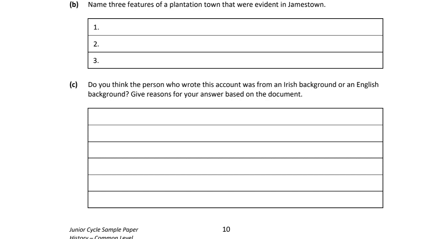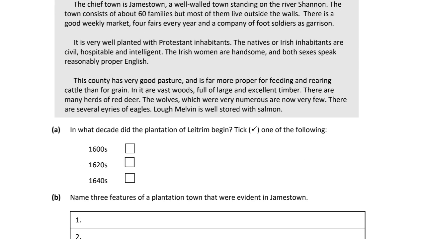So, a question like that, technically there's no wrong answer, but you must be able to back up your opinion. Now, usually what I will say is it's very obvious if it's from an Irish background or an English background, so it'll be easier to argue for one case over another. So for example, you could say they're from an English background easily enough here. Why could you say this?